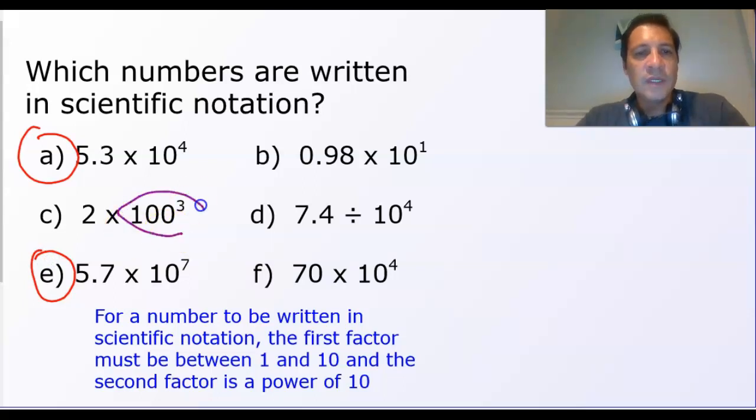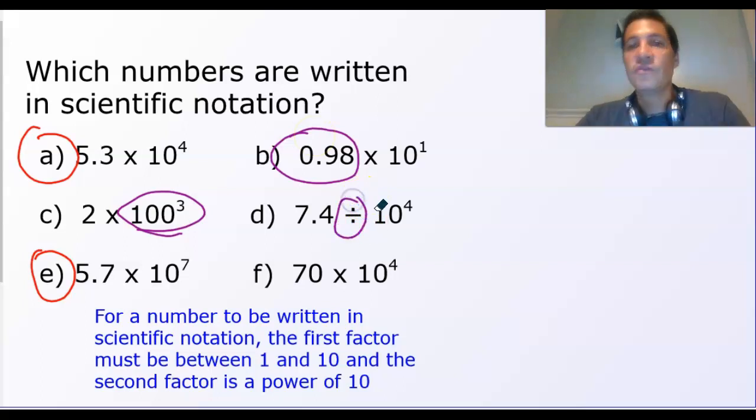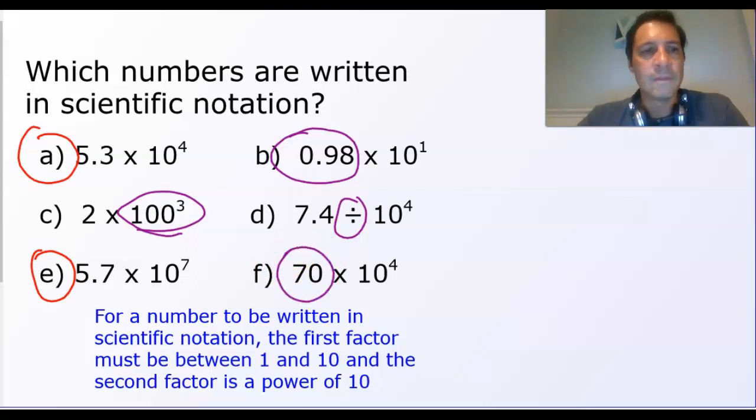C is not right because that's not a power of 10. B is not right because this is not between 1 and 10. D is not correct because you're dividing. And for scientific notation, we multiply those two numbers together. And F is greater than 10, that's 70. So that's not scientific notation.